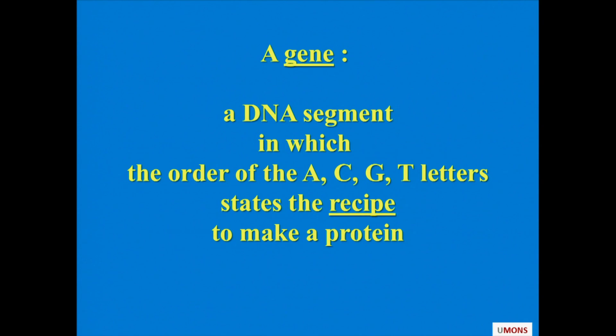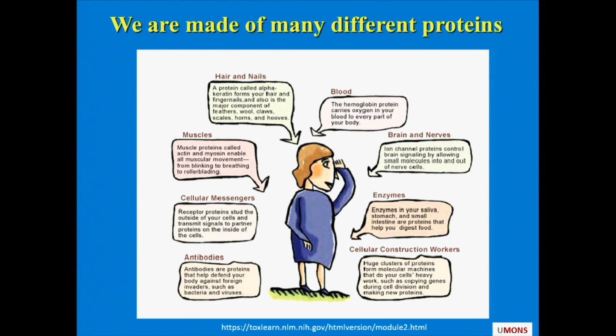So now you know what a chromosome is, you know it's made of DNA, and we have to define what a gene is. Well, a gene is just a DNA segment in which the order of those letters states the recipe to make a protein. All right, but what is a protein? Well, basically our body is made of proteins, many different proteins.